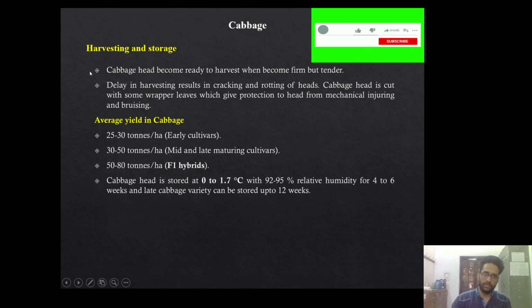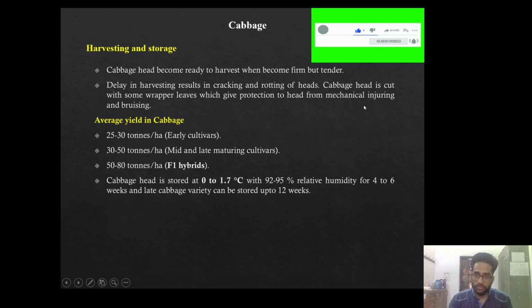Now, harvesting and storage. Cabbage heads become ready to harvest when they become firm but tender. Delay in harvesting results in cracking and rotting of heads. The cabbage head is cut with some wrapper leaves, which give protection to the head from mechanical injury and bursting.